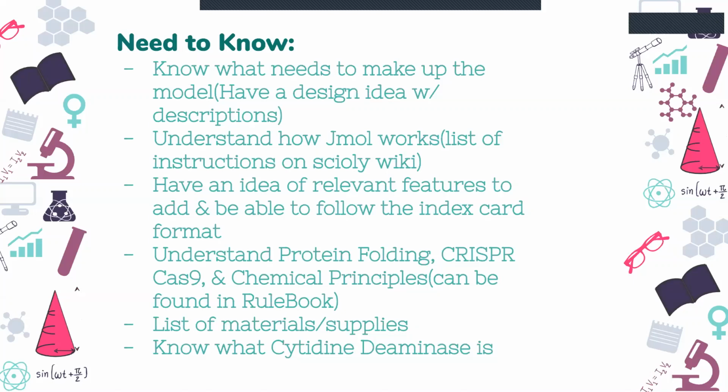So basically, JMOL is a computer program that will allow you to visualize your protein structure before you build it, and you'll have to color code some portions of it. And we have a list of instructions in our resource packet, which leads you to the Cellular Wiki page, and it explains how to download it, how to get the data, and also how the different modules work.